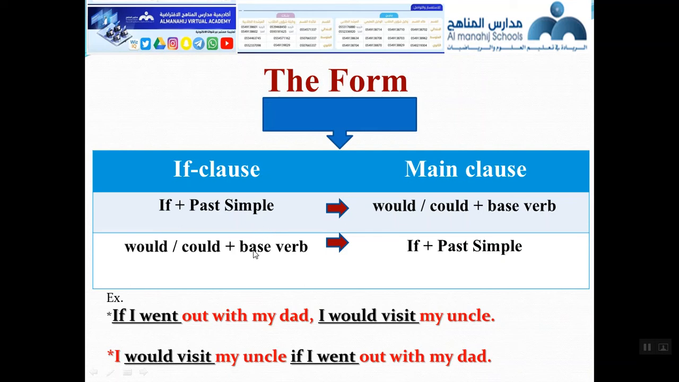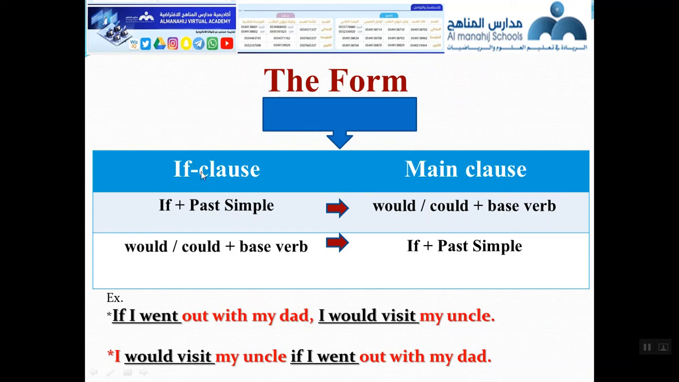When I say the base verb here, I talk about the verb without any addition, like here, visit. I didn't say visiting or visits or visited. I use the verb 1 without any addition to it. Would or could plus base verb, and then I use if plus past simple tense.